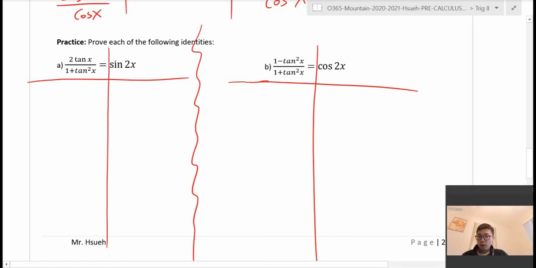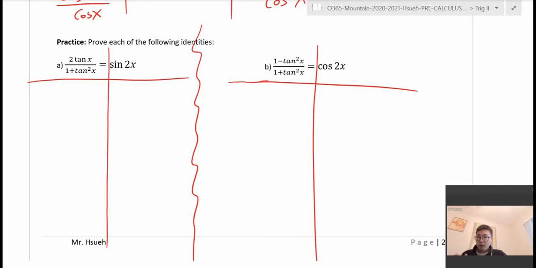Okay, so for this one here, these 2 actually, again, when you do proofs, let me just be clear. There are actually many different ways to prove. There is no one correct way. For example, in this case, you could change tangent to sine over cosine, and then tangent squared to sine squared over cosine squared, and then you do your fraction thingy and divide the fraction and manipulate whatnot, you should end up with sine 2x.